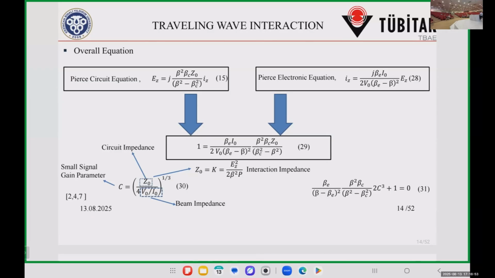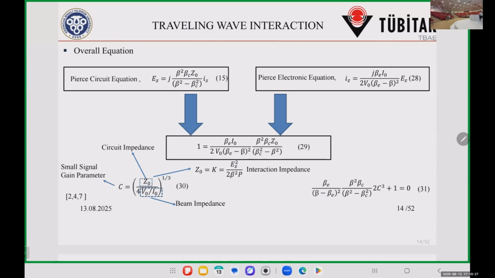Pierce here defines a quantity called the gain parameter, C, the small signal gain parameter. C can be defined as the cube root of Z0 divided by 4 times V0 divided by I0. V0 divided by I0 is defined as the beam impedance. Z0 is defined as the circuit impedance.